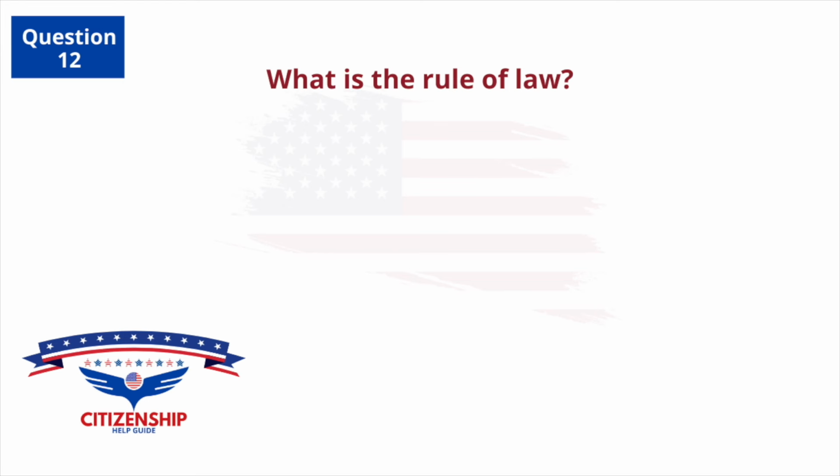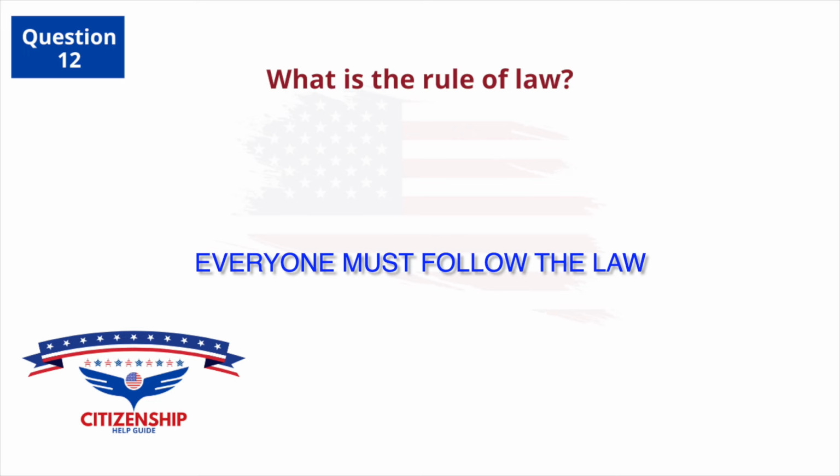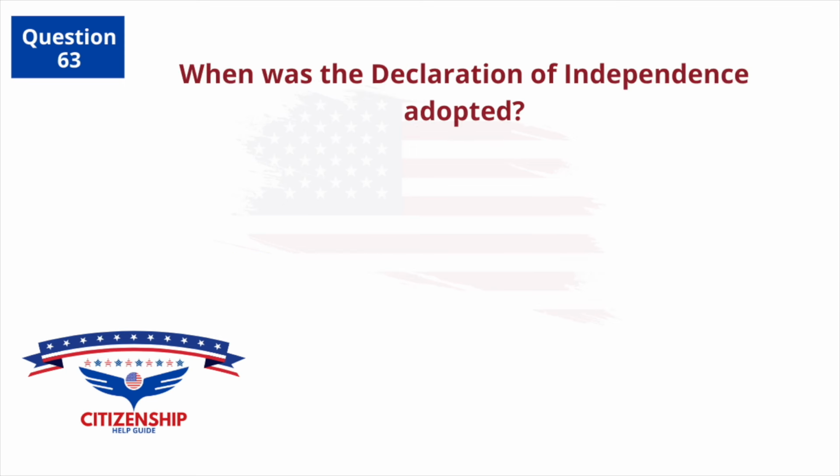What is the rule of law? Everyone must follow the law. When was the Declaration of Independence adopted? July 4, 1776.